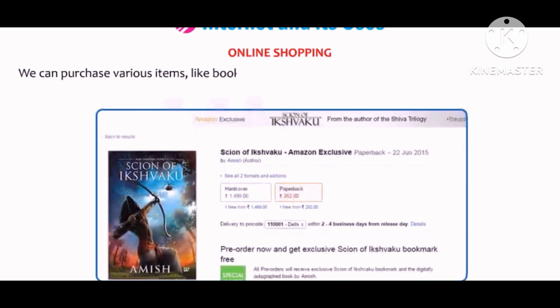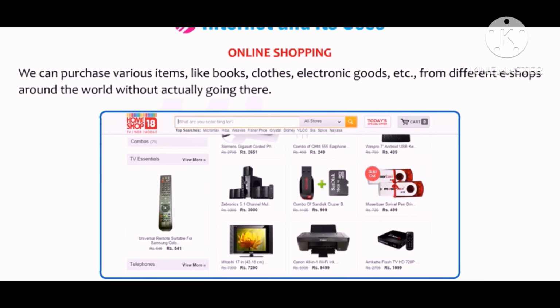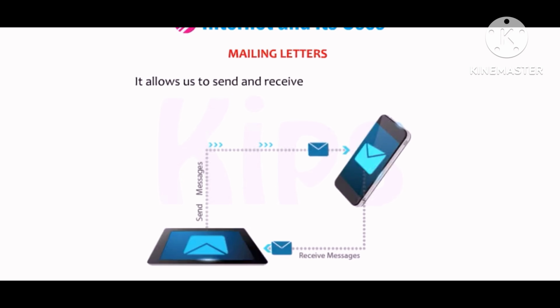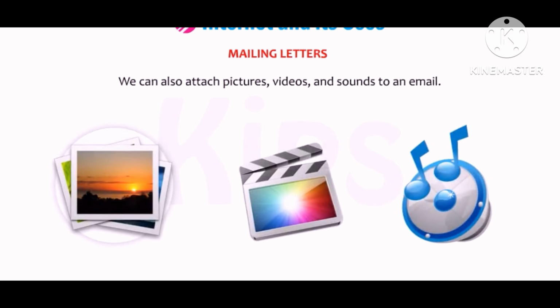Online shopping. We can purchase various items like books, clothes, electronic goods, etc. from different e-shops around the world without actually going there. Mailing letters. Electronic mail is the most popular feature of the Internet. It allows us to send and receive messages in real time. We can also attach pictures, videos and sounds to an email.